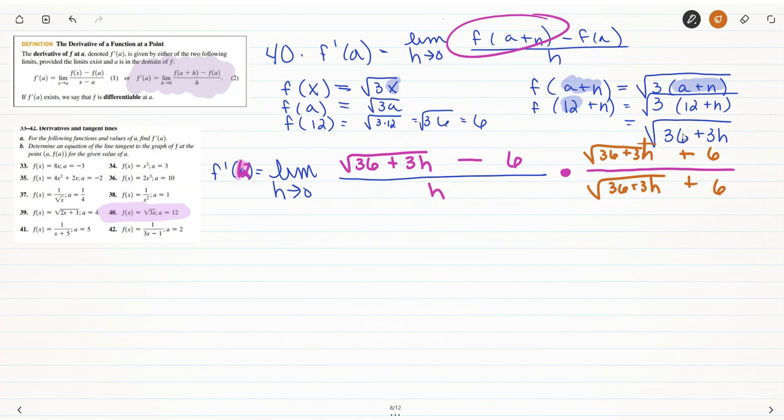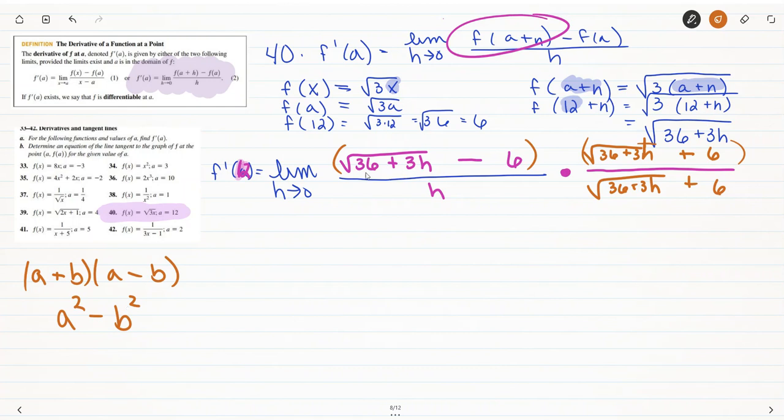plus 6. Really, this is just a big 1, right? This is just a 1. I'm multiplying by 1. But I'm using 1 in the form of the conjugate of the square root of 36 plus 3h minus 6. Why am I doing that? Go back to your basic algebra and remember this difference of two squares. What happens if I multiply a plus b times its conjugate, a minus b? I would get a squared minus b squared.